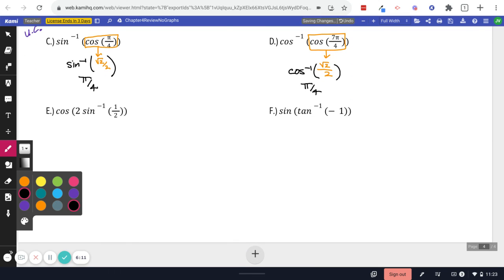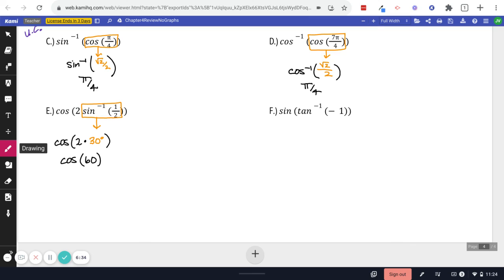Two more left. This one's got a couple steps, and I love it. So we've got cosine of 2 times sine inverse 1/2. So 1/2 for sine is 30 degrees. Again, I like using degrees when I can. Cosine now of 60, because I'm going to double it with that 2. Find 60 degrees, and it takes me back to 1/2.